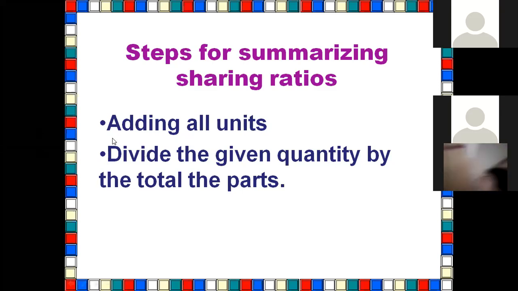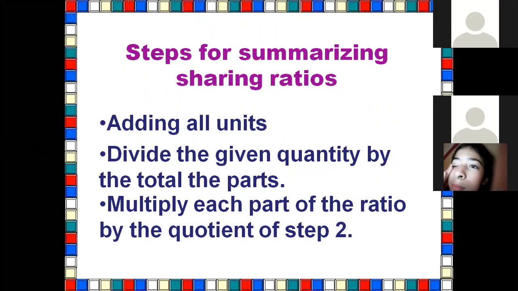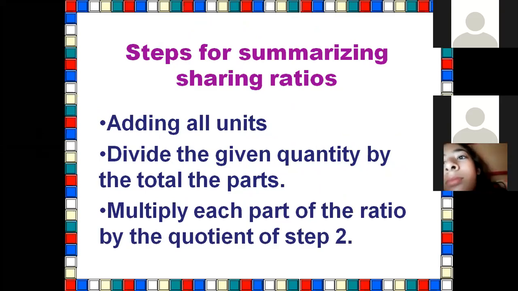So step number 1, we add the ratios. Step number 2, divide the quantity by the total number of the parts. Step number 3, the last one: multiply each part of the ratio by the quotient of step number 2. The quotient means the answer of the division.